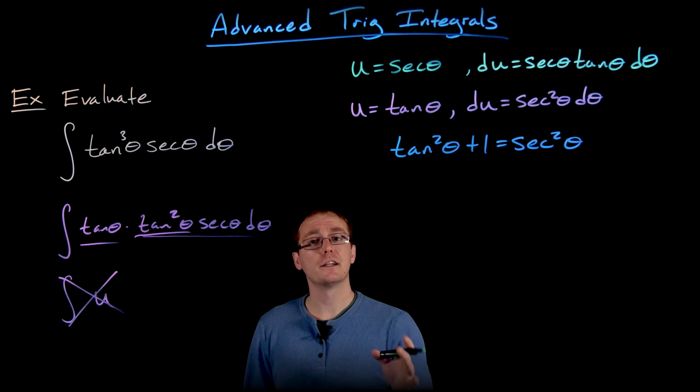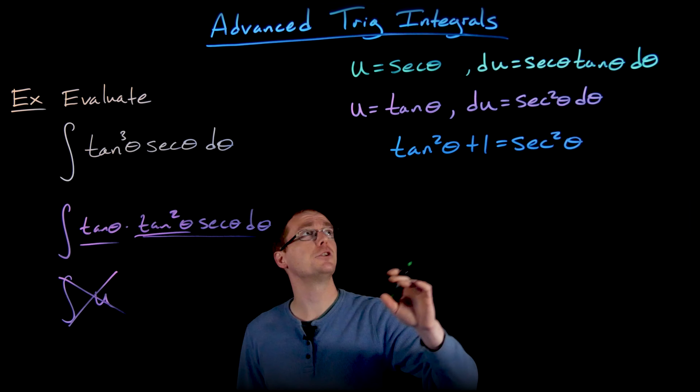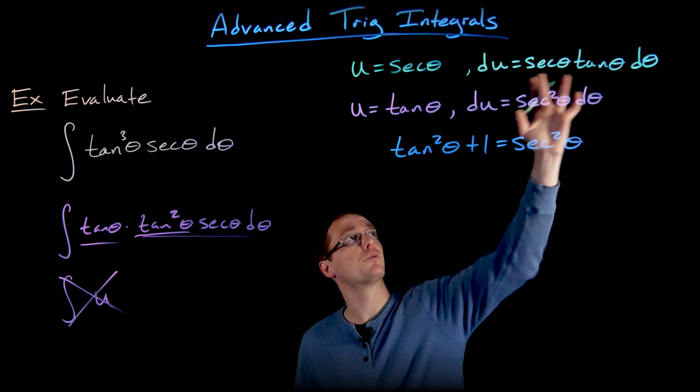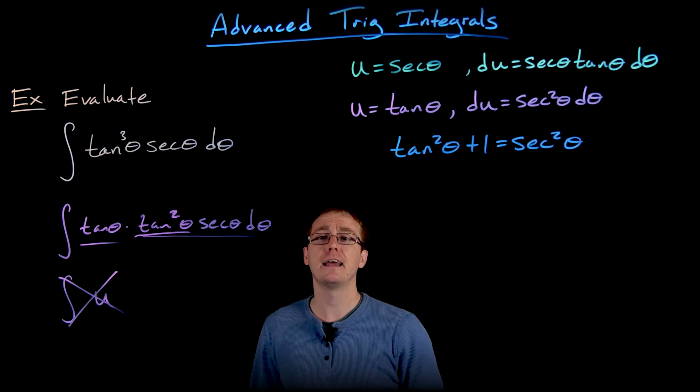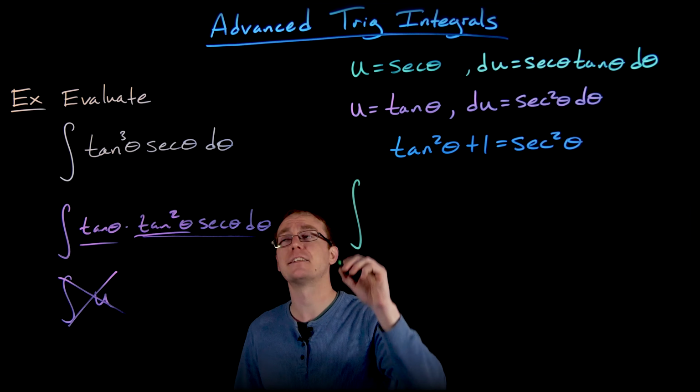So when we are setting our integral up for a secant substitution, in order to swap out our differentials, we're going to need an extra factor, or a factor off to the side, that is still a common factor of secant of theta and tangent of theta. So let's go ahead and set everything up.